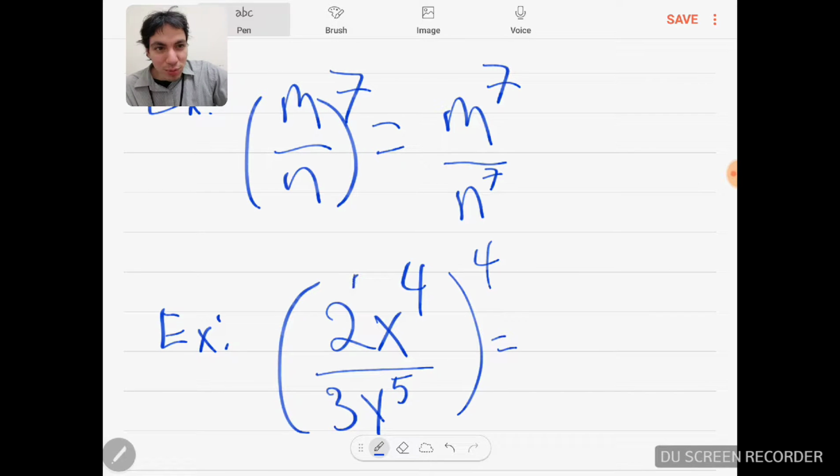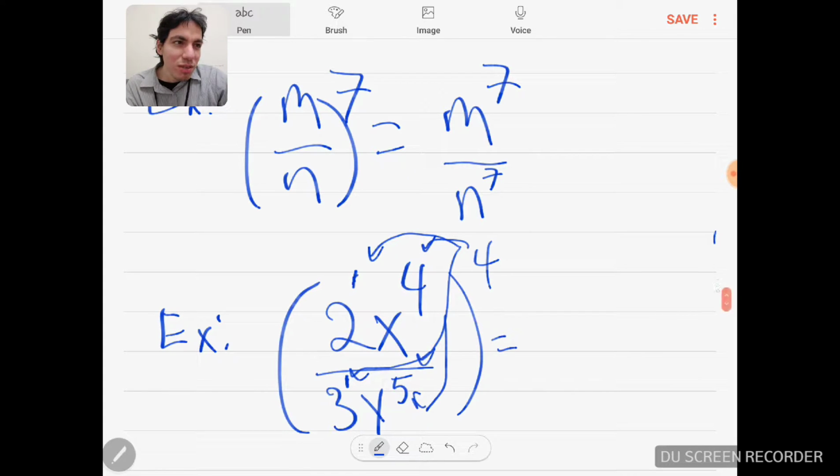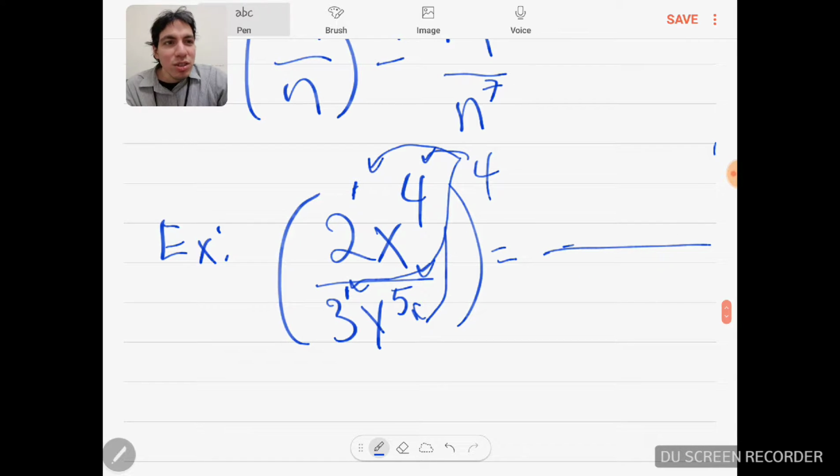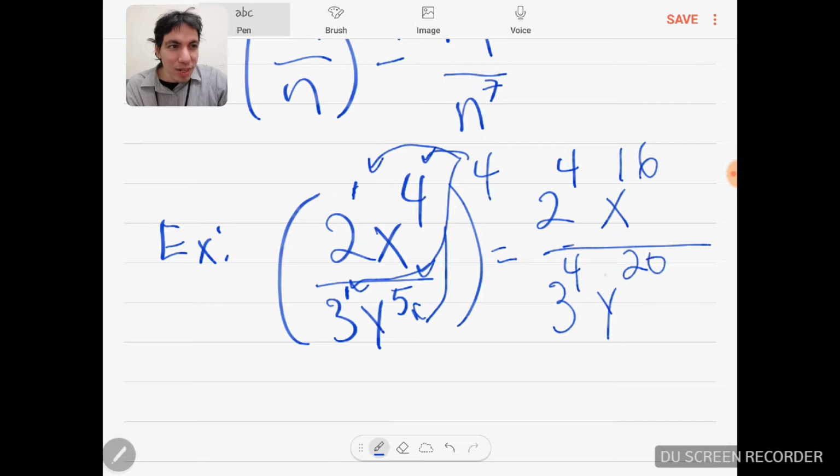So first off, let's label the ones where we need to see the ones. Otherwise, we're going to forget about them when we try to distribute this. So remember, this 4 is not only going to go in the numerators, but it also has to go in the denominators as well. Okay? So let's do the numerator first. 2 to the 4, because 1 times 4 is 4, and then x will be 4 times 4 is 16. So then you have 3 to the 4, y to the 20th.